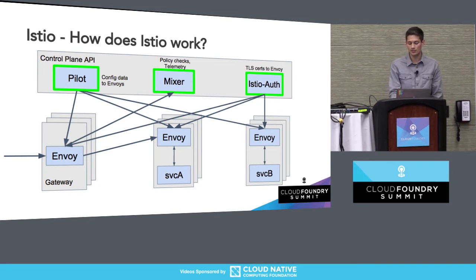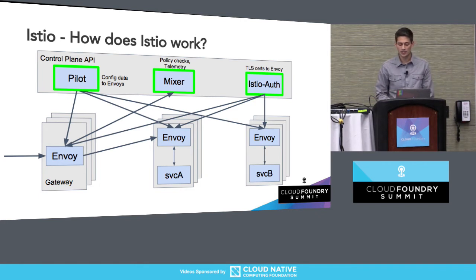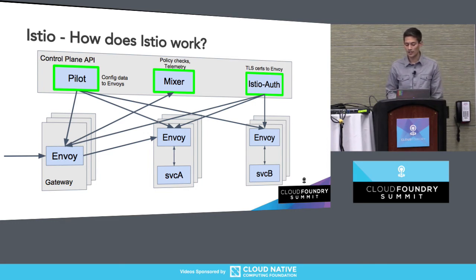So Istio primarily is made up of three components. The first is Mixer. Mixer is really the policy engine behind Istio. It's responsible for authorization as well as telemetry. So when a request comes into an Envoy, some of these attributes are then sent to Mixer, where Mixer will aggregate that data for metrics and tracing, and then also determine whether or not this request has the authorization to continue forward.